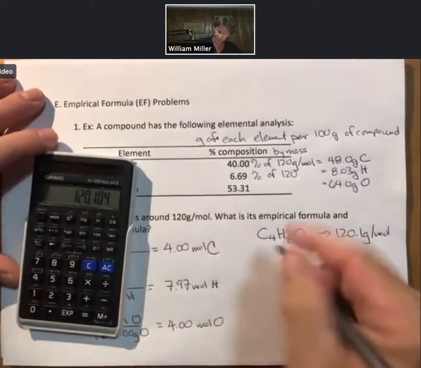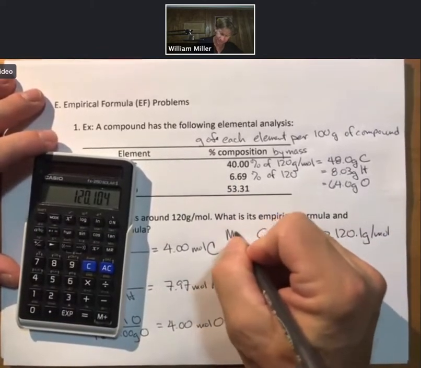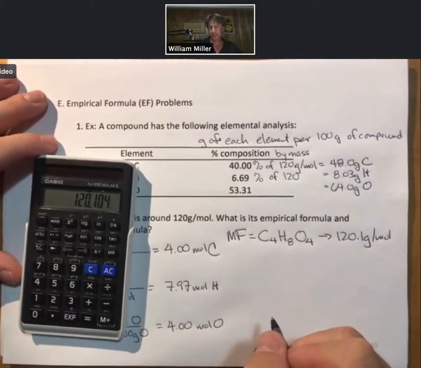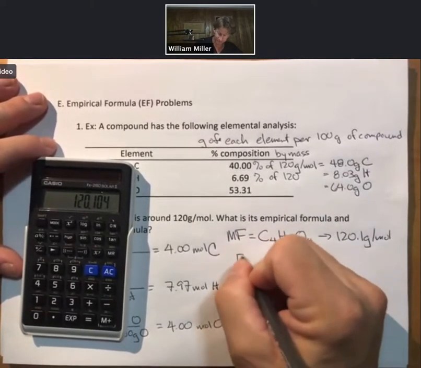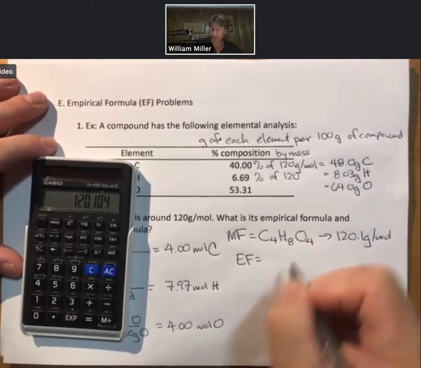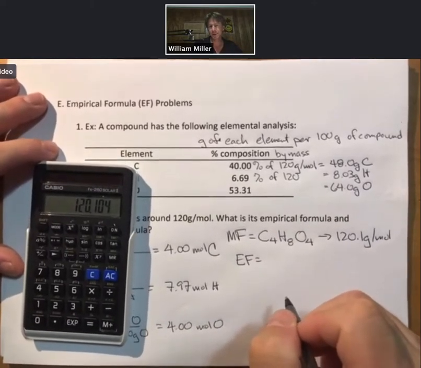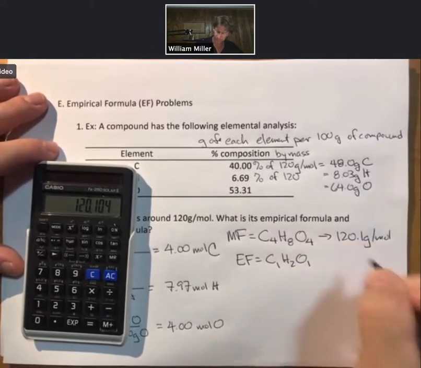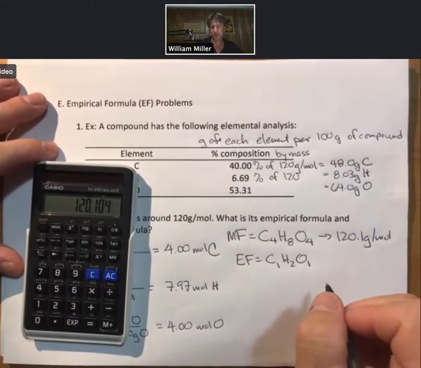So this is the molecular formula. And to find the empirical formula, we're going to reduce these to the smallest whole numbers, divide each one by 4, and that is our empirical formula. Okay.